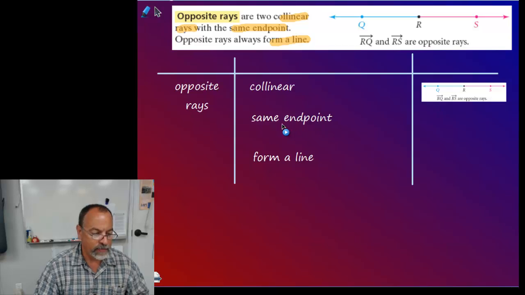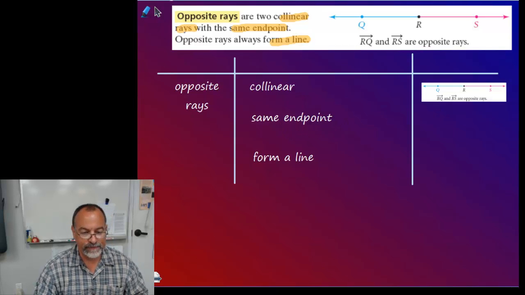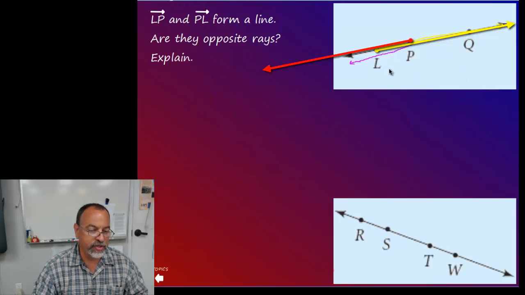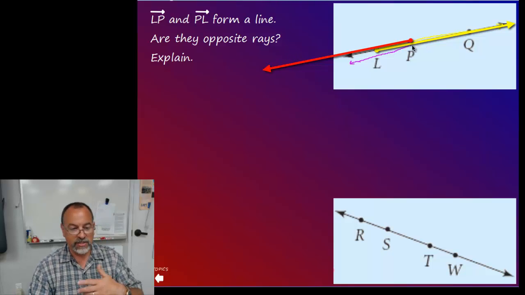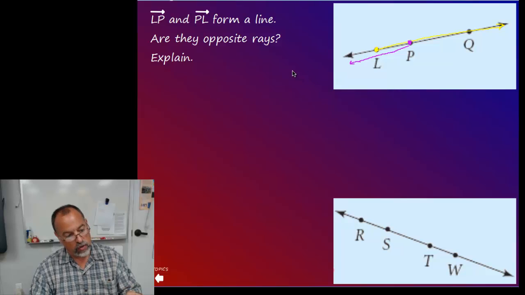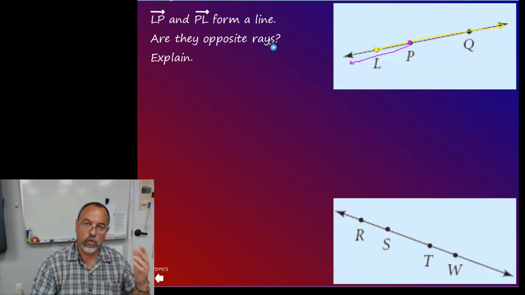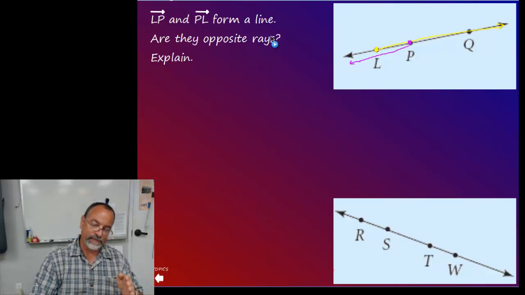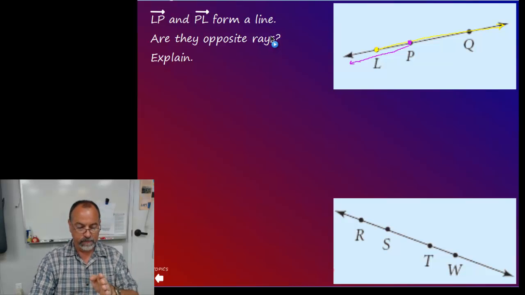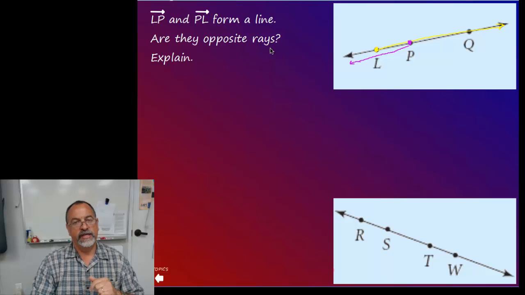Second part, opposite rays must have the same endpoint. Well, let's look here. Do these have the same endpoint? Well, no. This endpoint is L. This endpoint is P. So the answer, I can stop right there. The answer is no. And the explanation is why? Because they don't have the same endpoint. And the same endpoint is a requirement for them to be opposite rays.